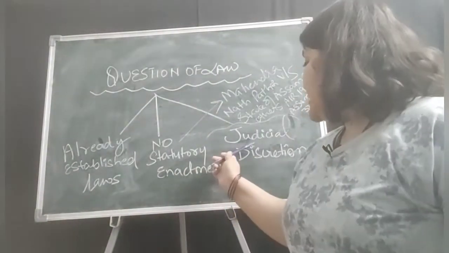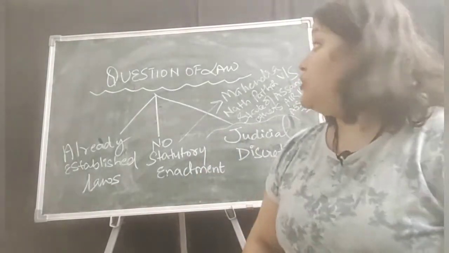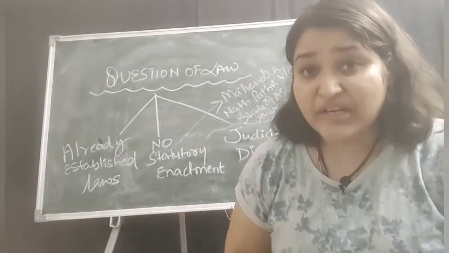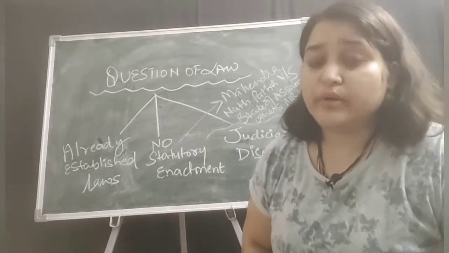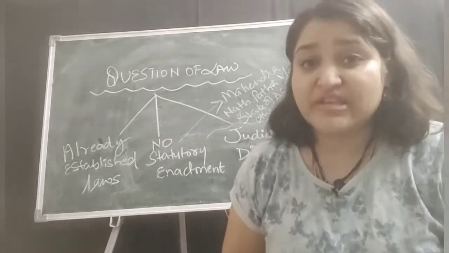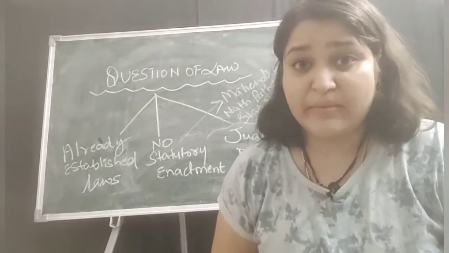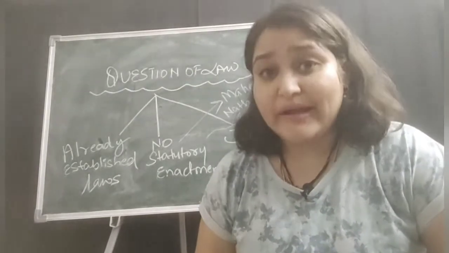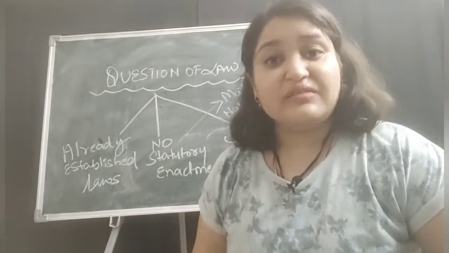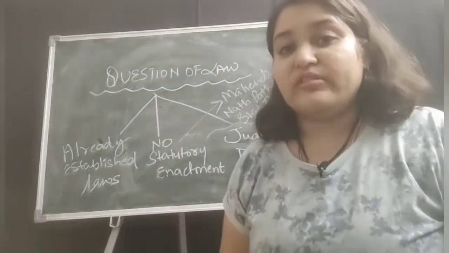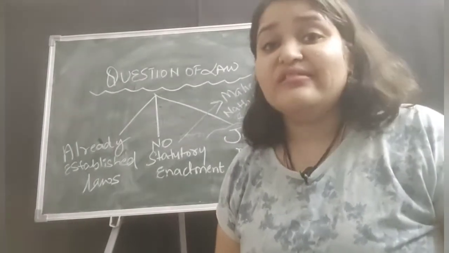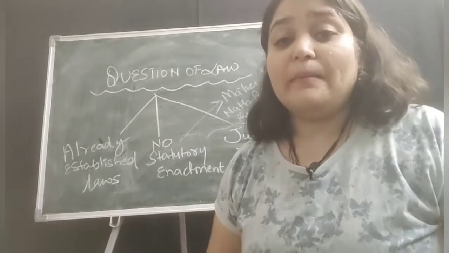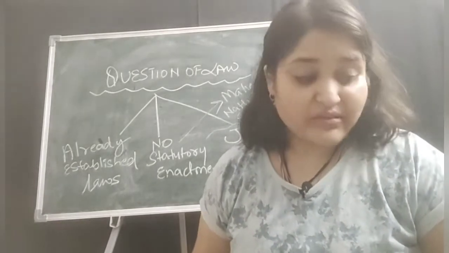Now, the judicial discretion. The question of law as per judicial discretion is where the judges apply their own discretionary power. They have got their freedoms, they have got their rights, but they also have some limitations upon them. They cannot abuse their rights. So they have got some rights and duties to apply their discretion wherever necessary.